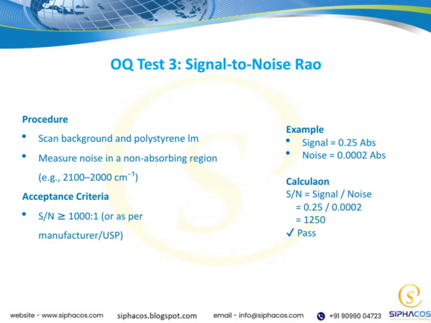This is part of our OQ Test 3, which focuses on the signal-to-noise ratio. The procedure involves scanning the background and the polystyrene film, then measuring the noise in a non-absorbing region, like between 2100 and 2000 cm⁻¹. The key point here is that our acceptance criteria require the S/N ratio to be at least 1000 to 1, or as specified by the manufacturer or USP standards. This test ensures that our instrument sensitivity is adequate for reliable measurements.